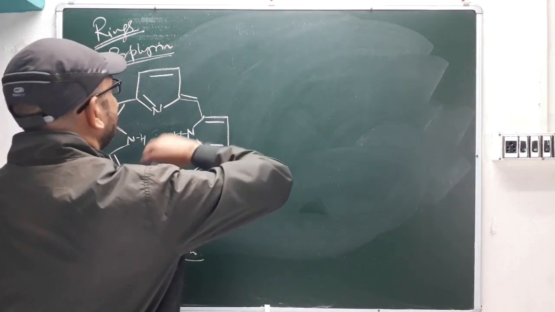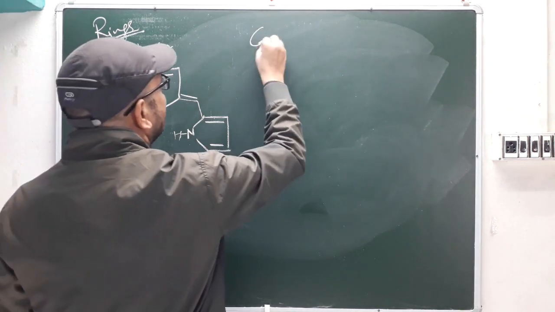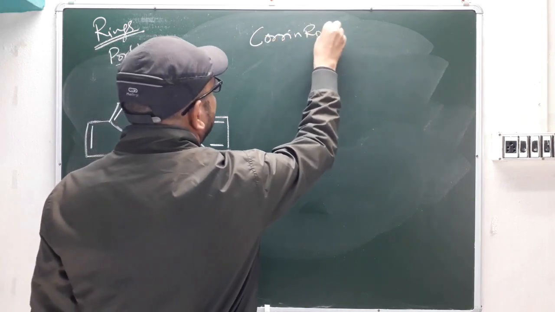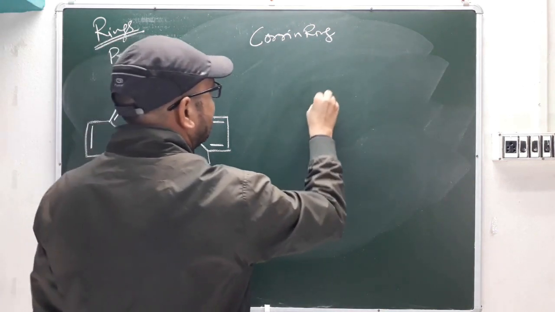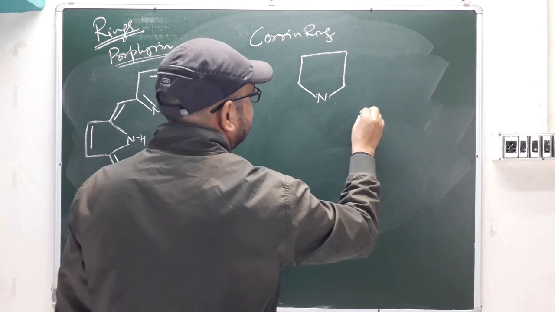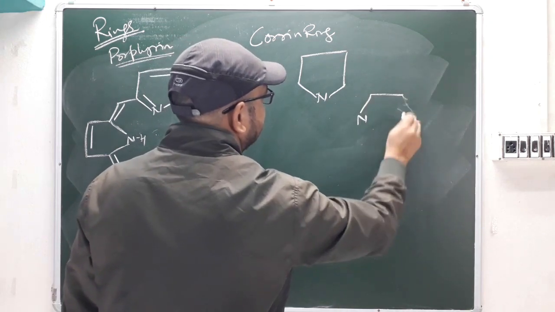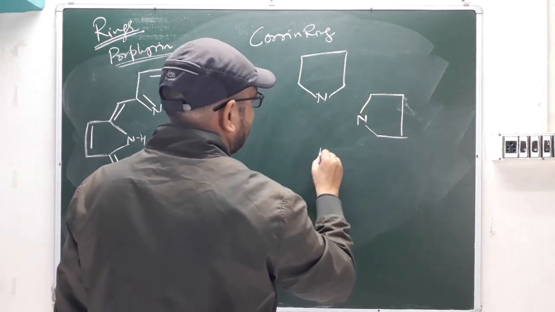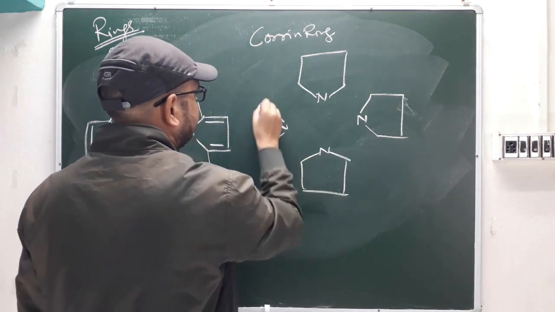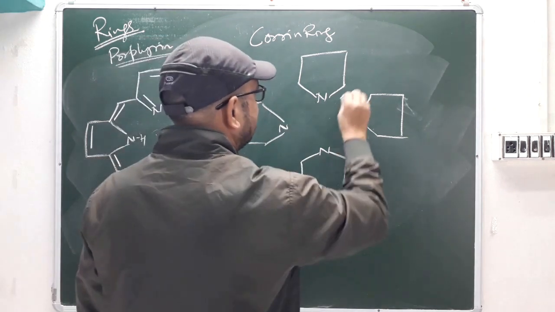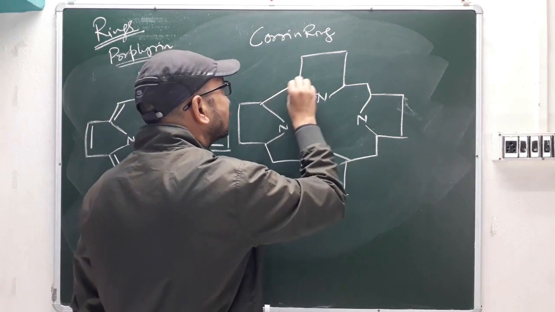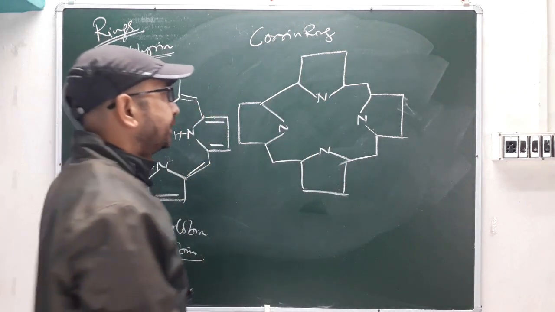Okay, next we will take vitamin B12, right? That we call the corrin ring. Okay, let me draw that one here itself. CH2, CH2, CH2. Here one CH2 is missing, correct.